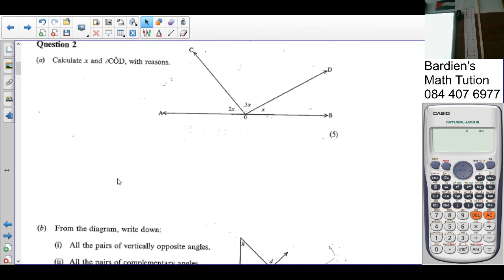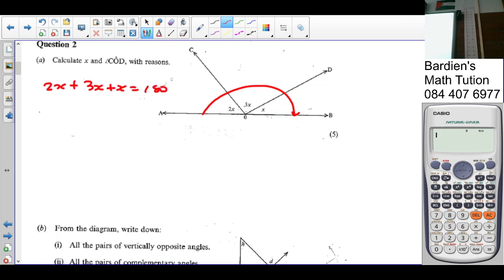Let's look at question 2. A. Calculate x and COD with reasons. So we calculate x. How do we calculate x in this case? Angles in a straight line. So it's going to be 2x plus 3x plus x equals 180. Why? Angles on a straight line. Not so? So 2x plus 3x plus x is going to give you 6x equals 180. So x is equal to 30 degrees.